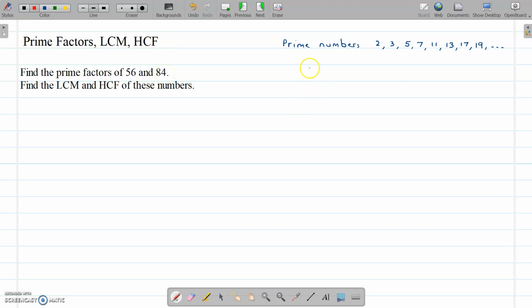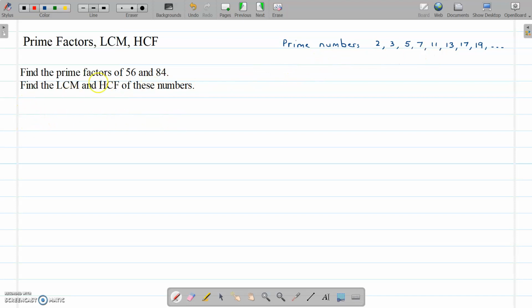Now, I've just started by writing down the first few prime numbers. You should be familiar with those. They're numbers that are divisible only by 1 and themselves. Any whole number can be written as the product of prime numbers, except for 1. So any number above 1 can be written as the product of any number of prime numbers.